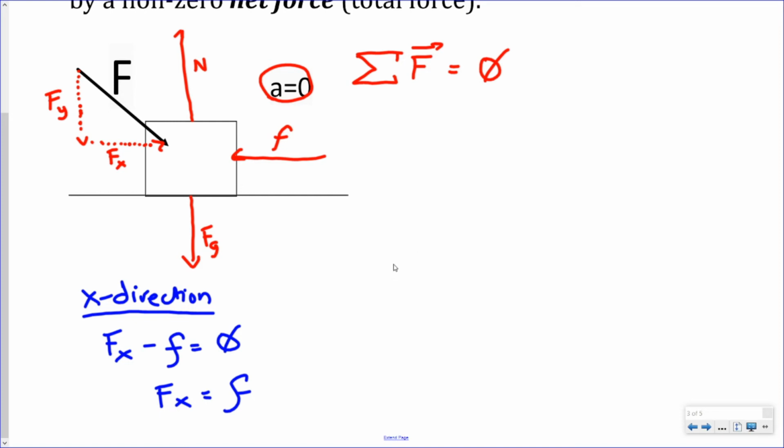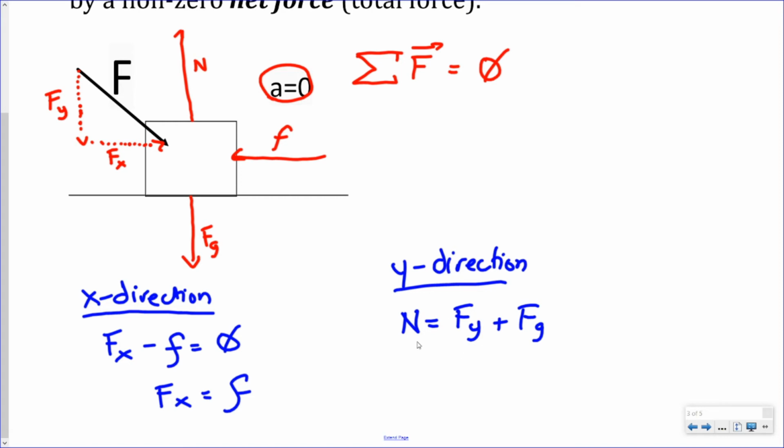For the y direction, let's do the same thing. We've got a couple extras in the y direction. If the net force is 0, that means the net force in the y direction, or all the forces in the y direction, also have to equal 0. Or all of the forces pointing up have to cancel out with all the forces pointing down. So what does that mean? That means that the force up, the only one is the normal force, has to equal the forces down, or Fy plus Fg.